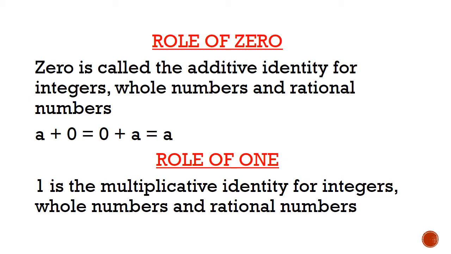Is that clear? Now we'll see the next one. A into 1 is equal to 1 into A is equal to A. A is a variable I have taken which can take up any rational number. Okay. So a rational number into 1 is equal to 1 into A is equal to A itself. So 1 is a multiplicative identity.